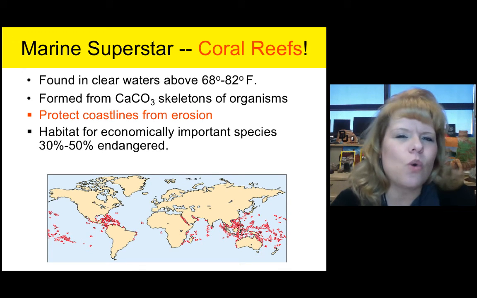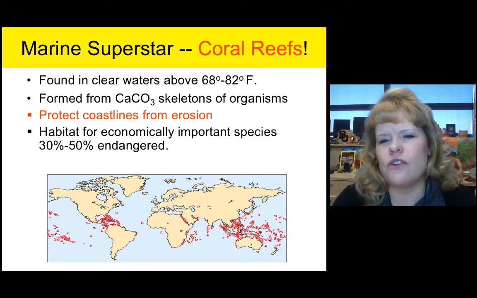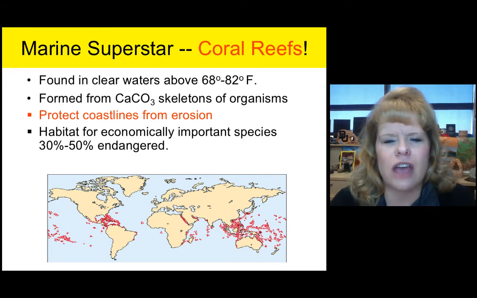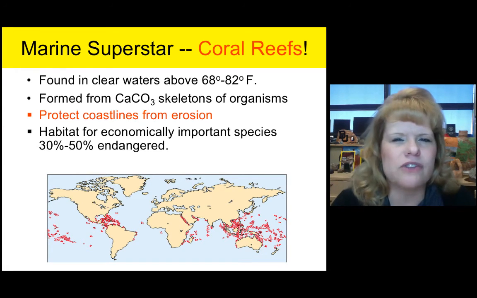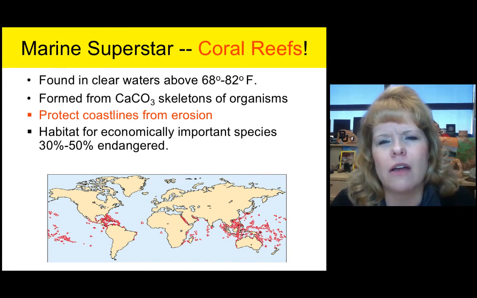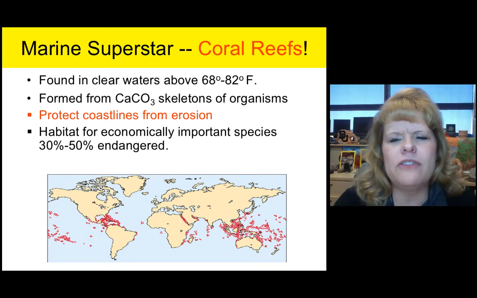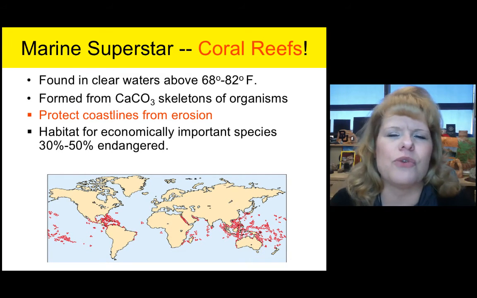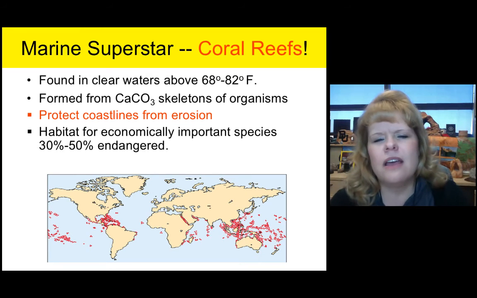So that brings me to coral reefs. Coral reefs are found in tropical locations at latitudes that are between the Tropic of Cancer and the Tropic of Capricorn. So basically, they're made out of CaCO3. That's something you should know for a test.